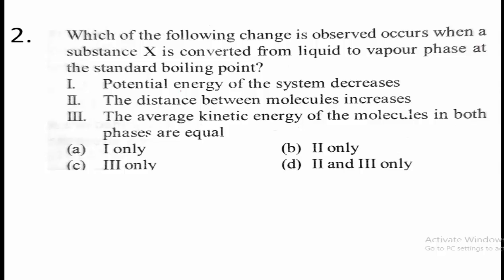As you supply heat energy at a boiling point, the potential energy of the system is more because it has absorbed energy. Potential energy rises because at the boiling point it is continuously absorbing heat energy, and that gets converted into potential energy while converting from liquid to vapor phase. So this first statement is an incorrect statement. Then the second one: the distance between molecules increases.